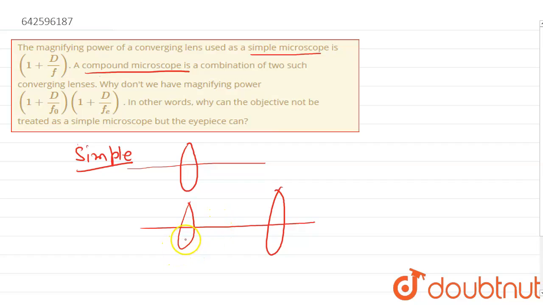That is why the magnifying power or the magnification cannot be expressed as we are expressing it for the simple microscope. And that is the reason that the objective is not used as a simple microscope, but the eyepiece is considered.